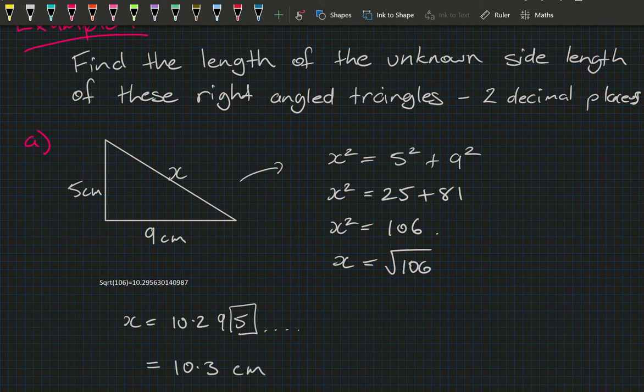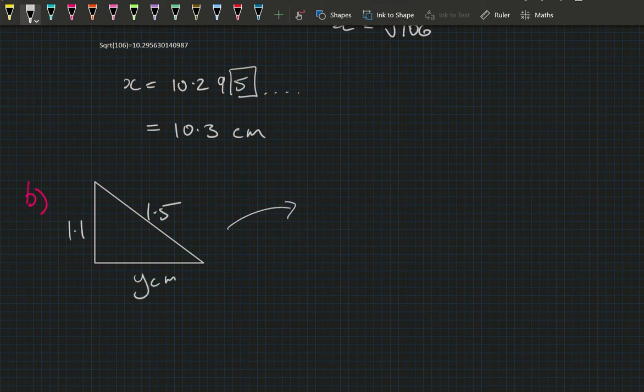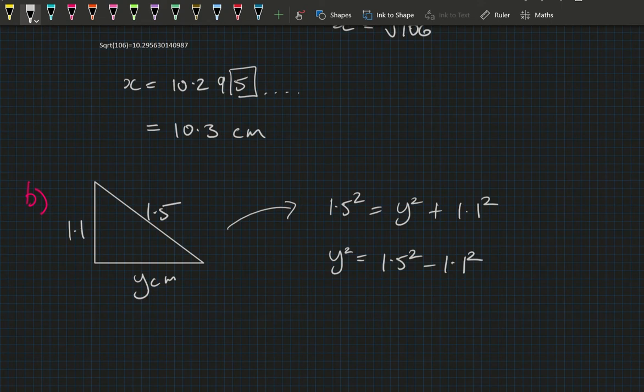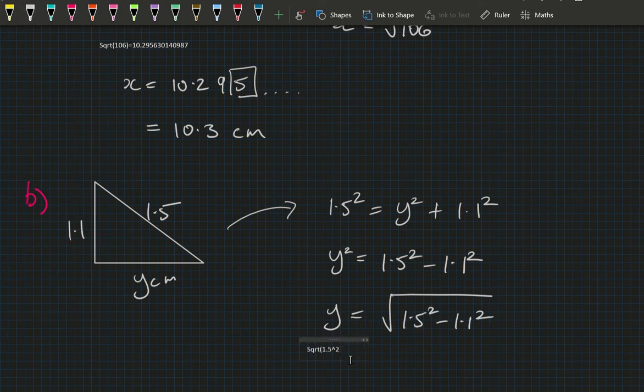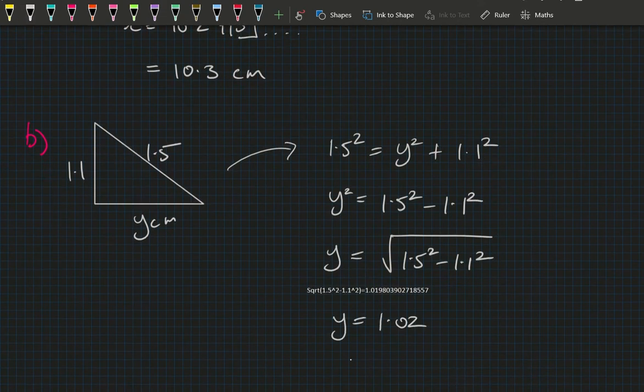In part B, we have a right angled triangle with a hypotenuse of 1.5 centimeters and another side with a length of 1.1. So applying Pythagoras, this means 1.5 squared has to equal y squared plus 1.1 squared, which means that y squared is equal to 1.5 squared minus 1.1 squared. Therefore, y is equal to the square root of 1.5 squared minus 1.1 squared. And putting that in a calculator, we have 1.019, so we're going to round that up to y is equal to 1.02 centimeters.